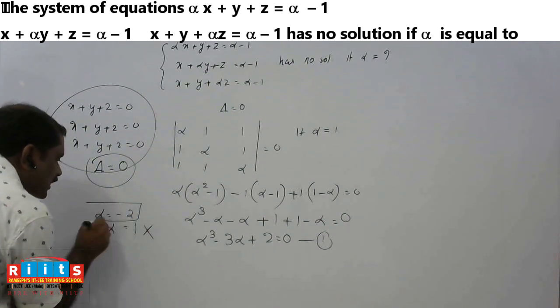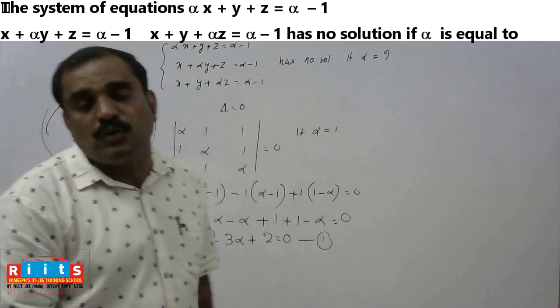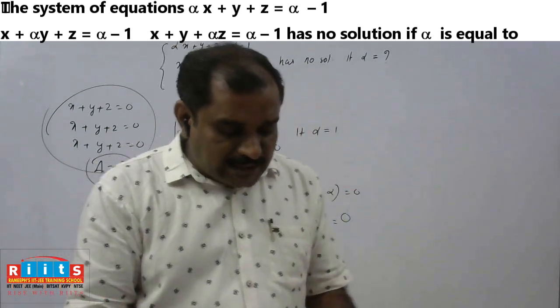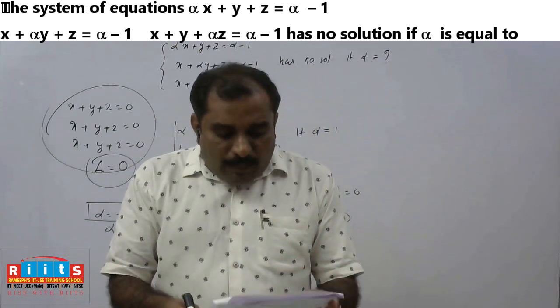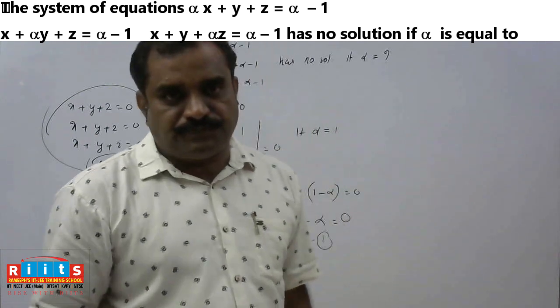So the right option is alpha is equal to minus 2. So the correct answer is minus 2, option 3.